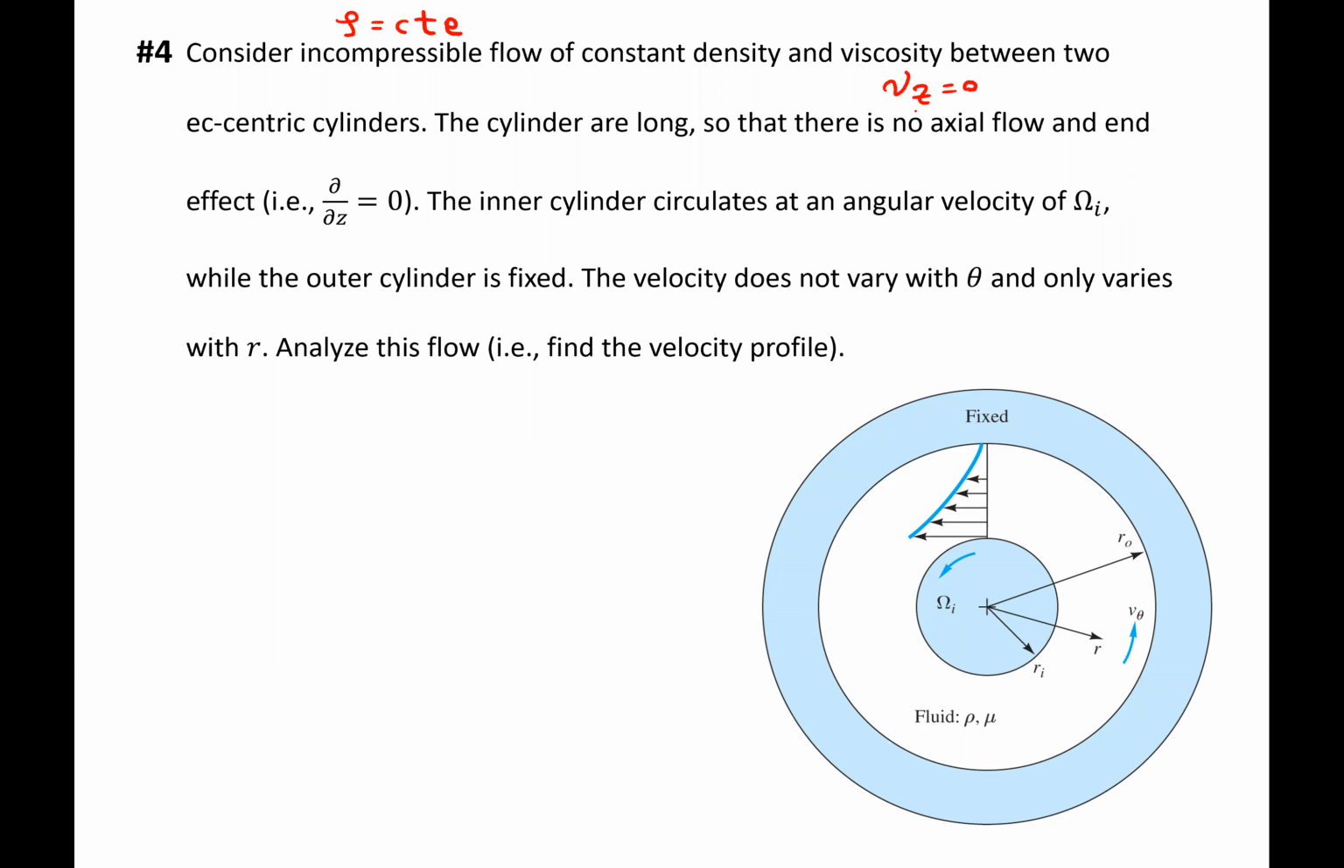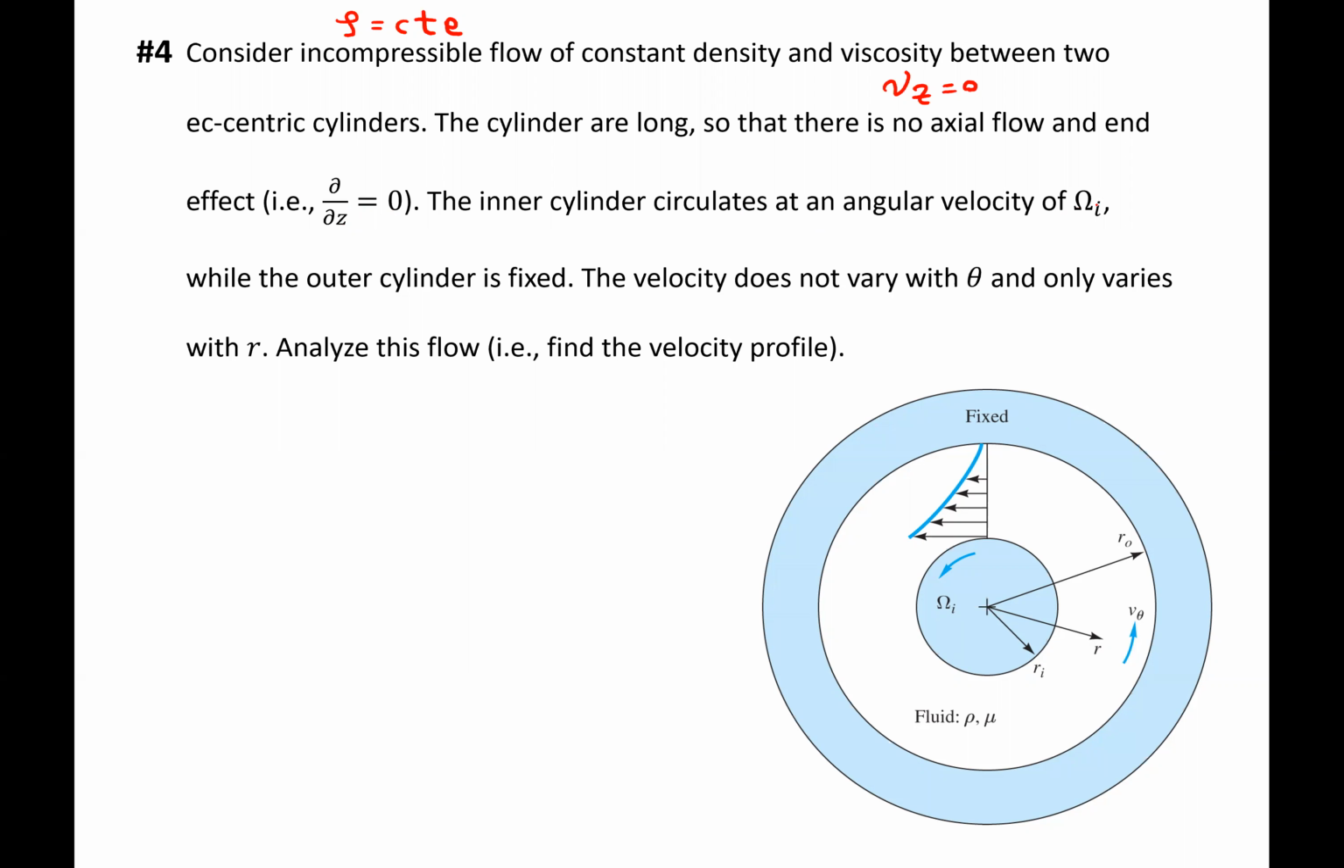And there is no end effect. The problem statement is actually clarifying what that means. When it says there's no end effect, it means, because the cylinders are long, that we don't have any variation in z direction. So you see the first derivative of whatever fluid property or flow property you have there with respect to z is 0. It says the inner cylinder circulates at an angular velocity of omega I, while the outer cylinder is fixed.